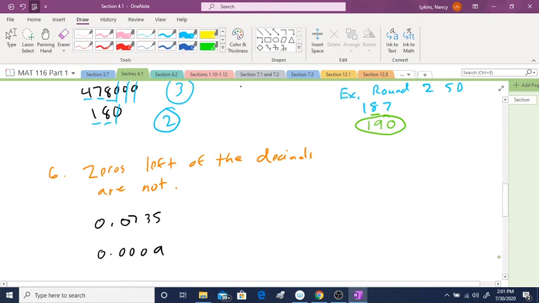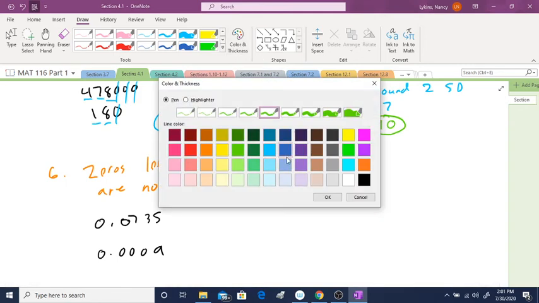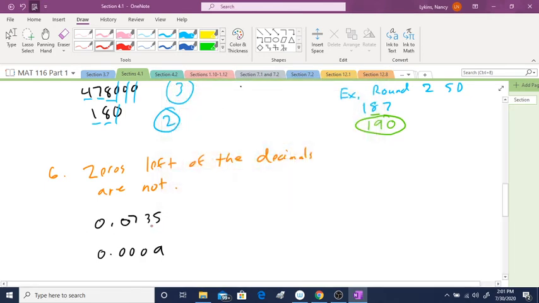Zeros left of the decimals are not included. I'm going to just cross these out. When we're reading left to right, 7 is my first significant digit. That means these are not included, so there are 3 significant digits. Same thing with this one. I'm just crossing them out. That means there's just 1 significant digit.